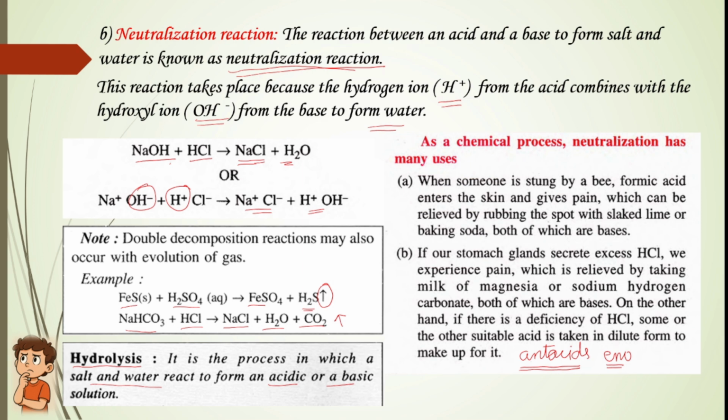Another one: when bees or ants sting us, they release a type of acid known as formic acid into our skin. Actually, it is not the bite, it is that formic acid which gives us that pain. And we know that it is an acid, formic acid. In order to have relief from that sting, what we do is apply slaked lime or baking soda, which is a base, to neutralize that acid and give us relief from the pain. So these are some of the examples of neutralization reaction we have in our daily life.